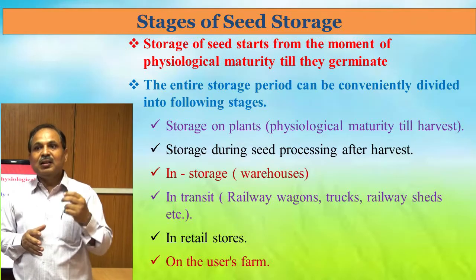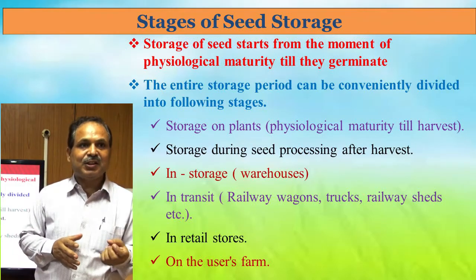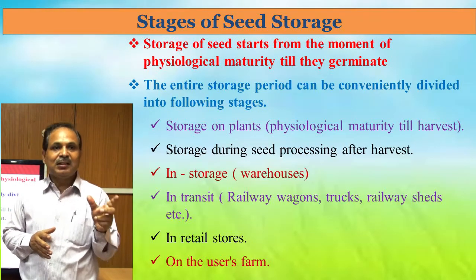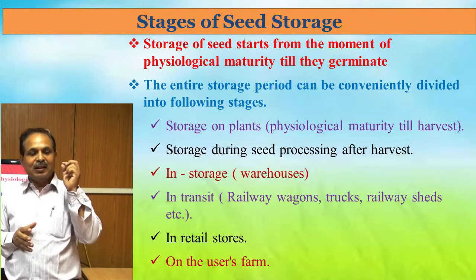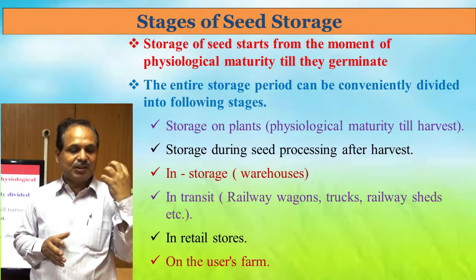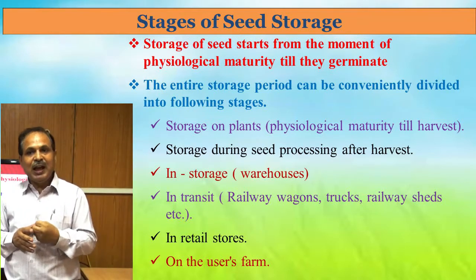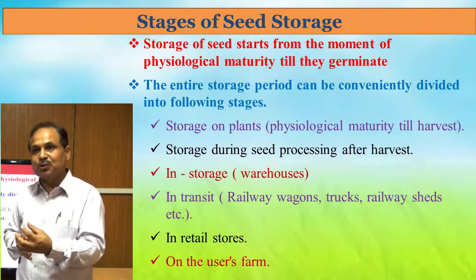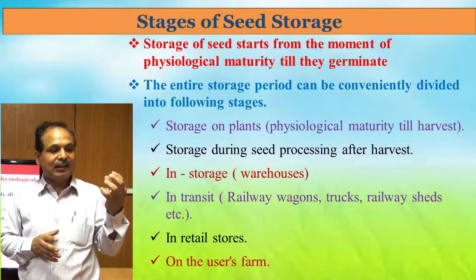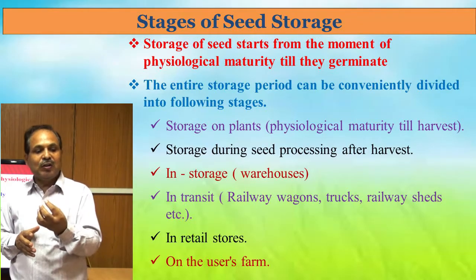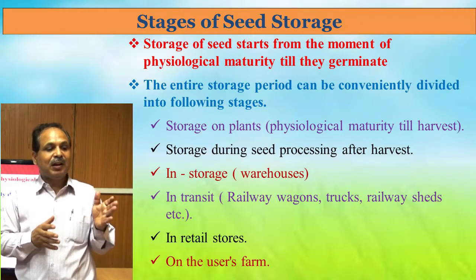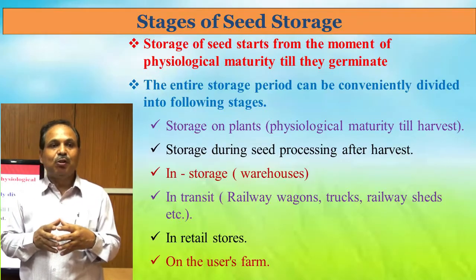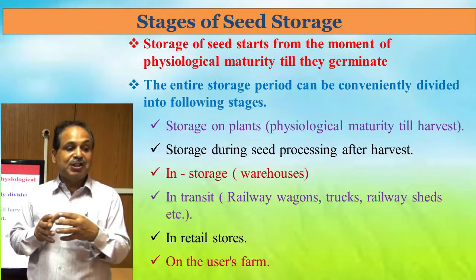Next, for the farmers in the next season, before the start of the season, the seeds are procured, taken out from the warehouse, and transported to the doorsteps of the retail stores by either railways or trucks. So this way the railway wagons and railway sets are generally used for storage during transit periods.